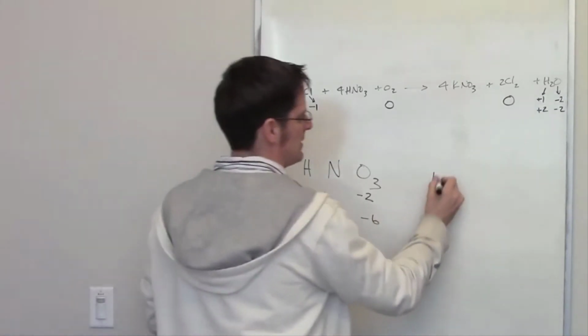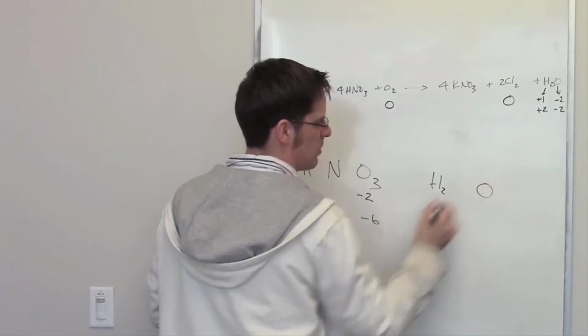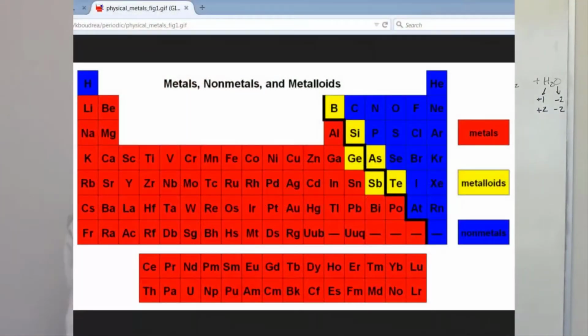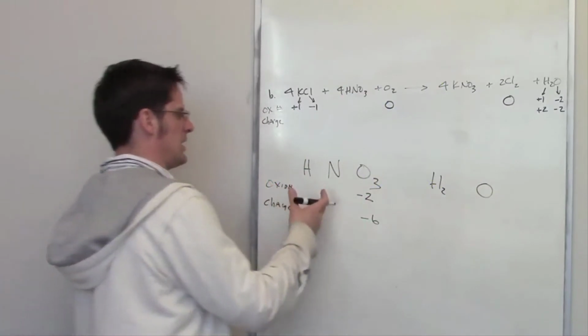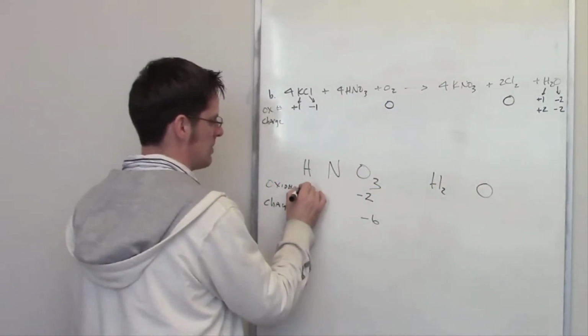Hydrogen, if it's all by itself as H2, has an oxidation number of 0. If it's bonded to a metal, then it has an oxidation number of -1 usually. If it's bonded to a non-metal, it has an oxidation number of +1 usually. This is one of the latter cases, so I've got hydrogen here with an oxidation number of +1.